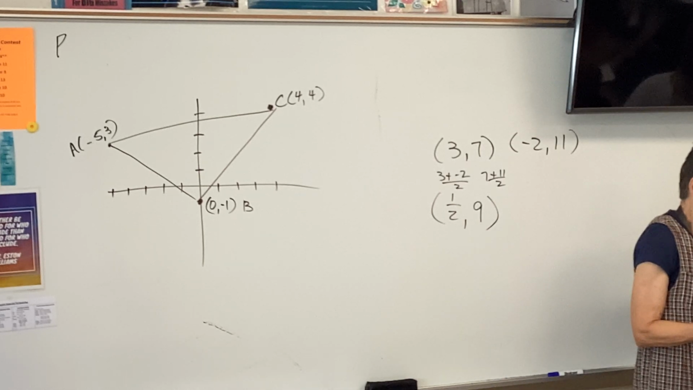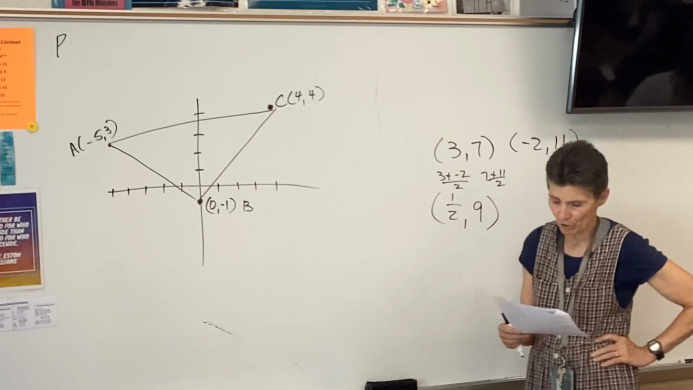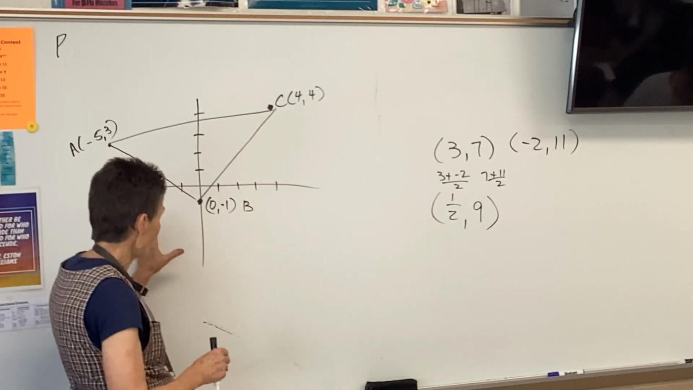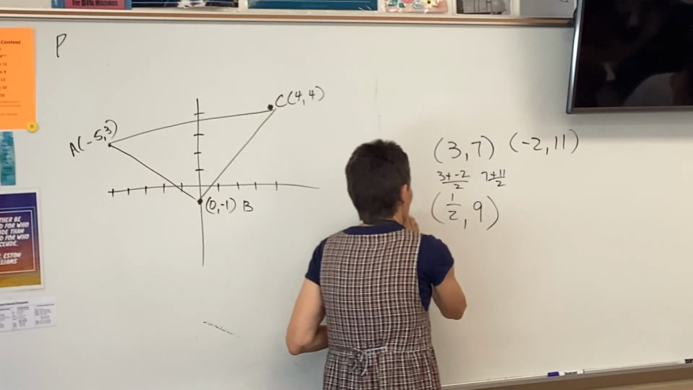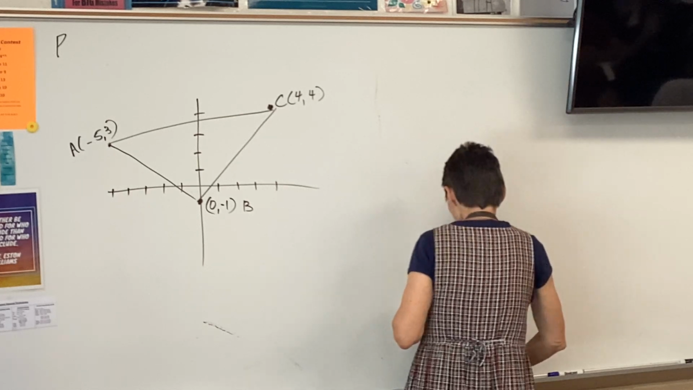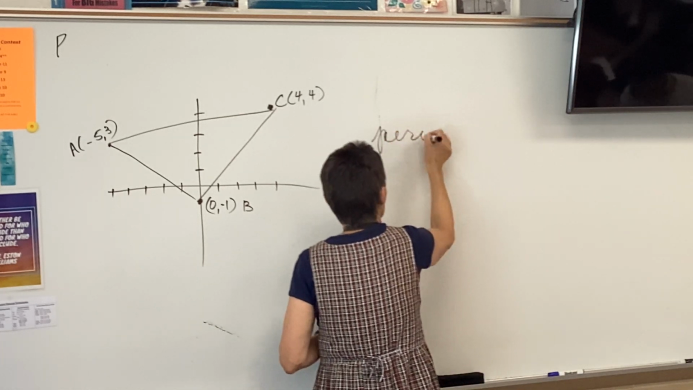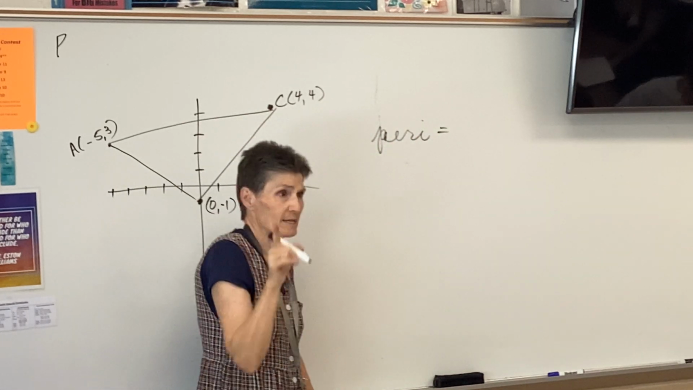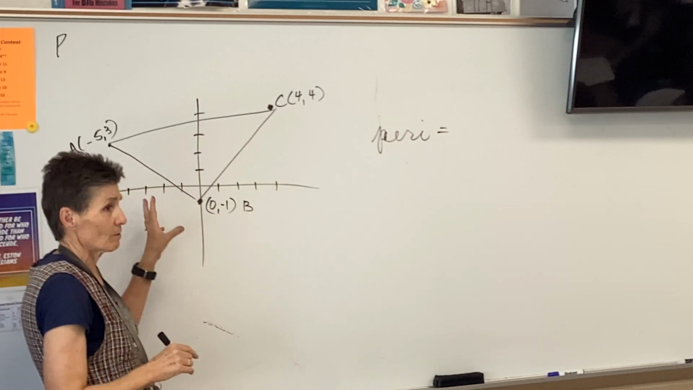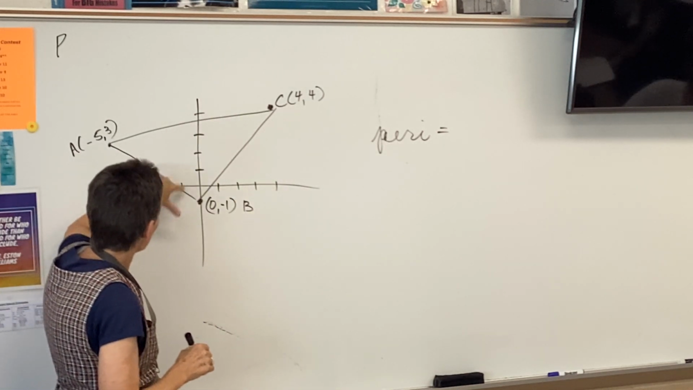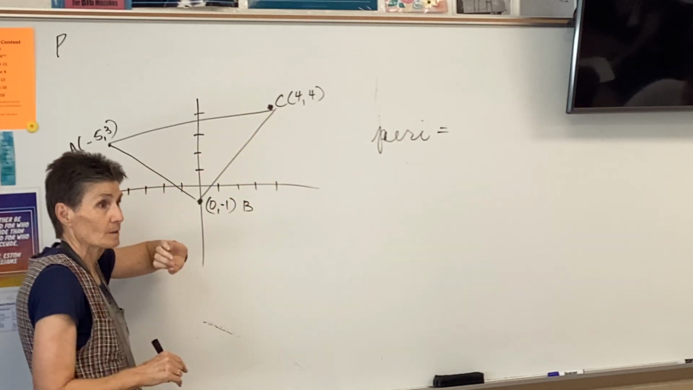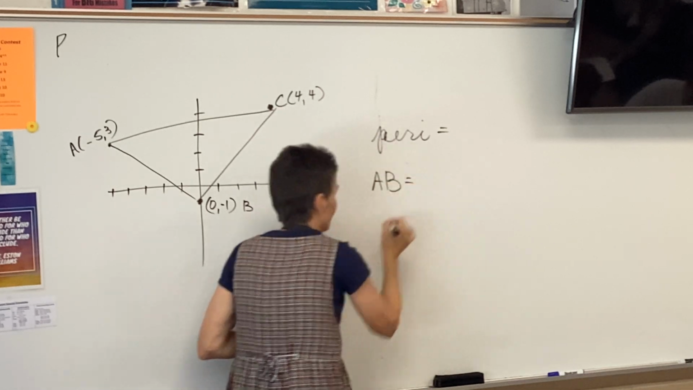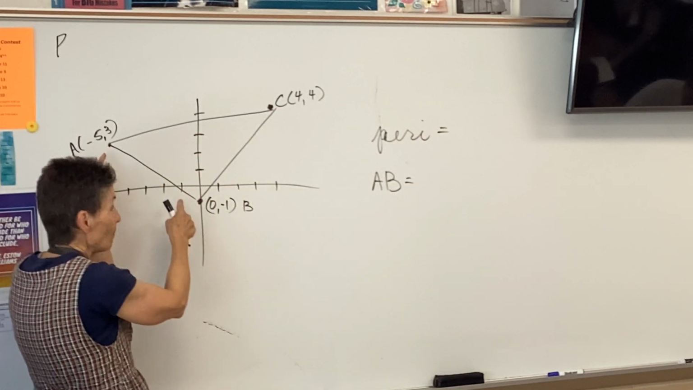All right. Find the area and perimeter of the figure formed. So I have plotted my points. And I am going to start by finding my perimeter. Now, what does perimeter mean? Add up all the sides, right? So if I want to know what the perimeter of this thing is, I have to know how long each side is. So in other words, I have to know AB. This length right here.